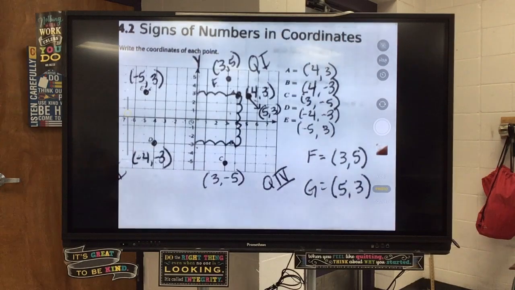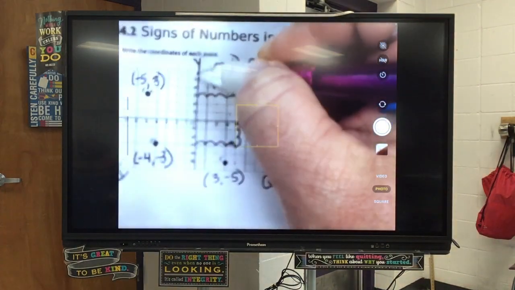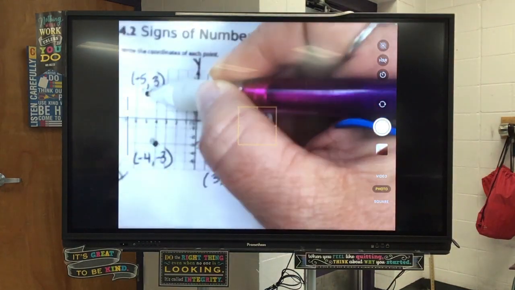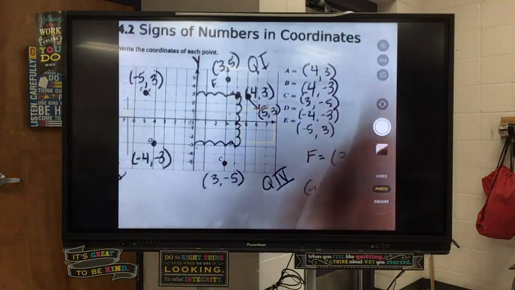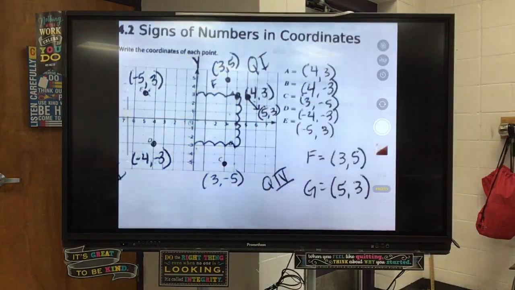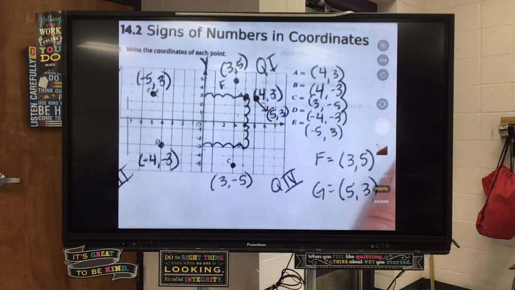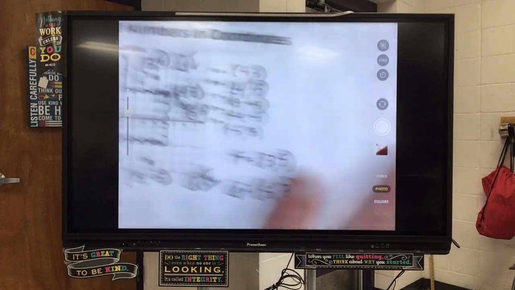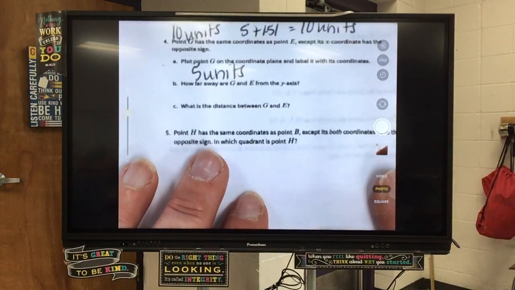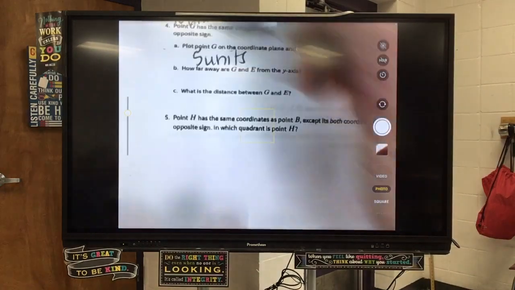Not from point to point, but from here. So how far from Y to E is it? Five. And then how far from Y to G is it? Five. All right, so they are 5 units. Sorry, 5 units from... I totally wrote down the wrong place.